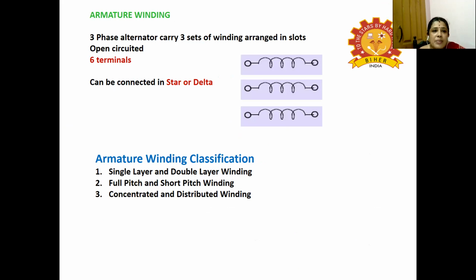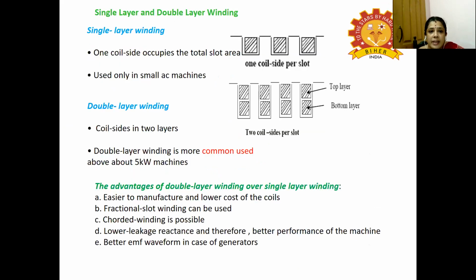Now coming to armature winding. A three-phase alternator carries three sets of winding arranged in the slots. Open circuit, so you have 6 terminals, so it can be connected either in star or delta. Armature winding can be classified as single layer and double layer winding, full pitch and short pitch winding, concentrated and distributed winding.